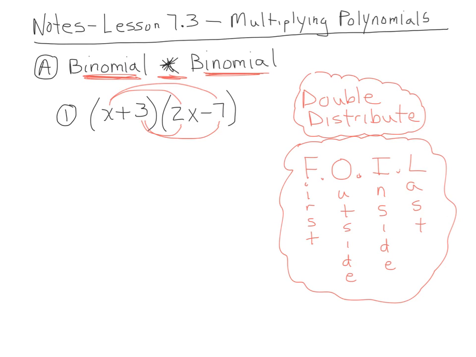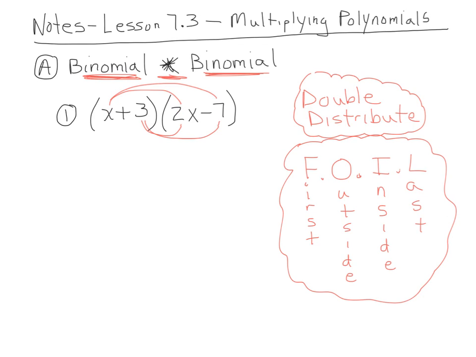So two ways. Double distribute: distribute the x, then distribute the 3. That's called double distribute. Or FOIL: first times first, outside times outside, inside times inside, last times last. Let's actually do the problem.